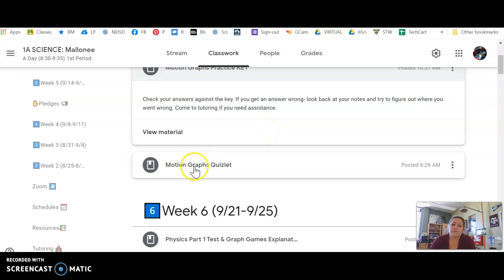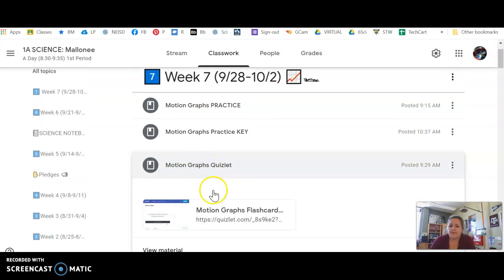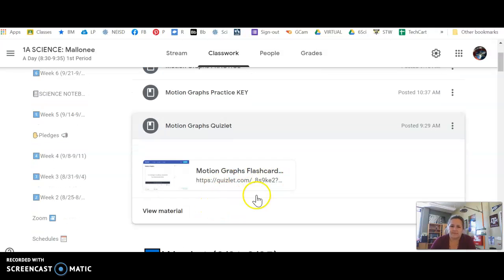And then you've got the motion graphs Quizlet, okay, that you can practice before I see you again. Remember, stick to the match and the gravity games, or the flashcards and the learn. Don't worry about the write and the spell. Like, those are very persnickety and it's just frustrating. Okay, so work on this Quizlet to practice that motion graphs knowledge.